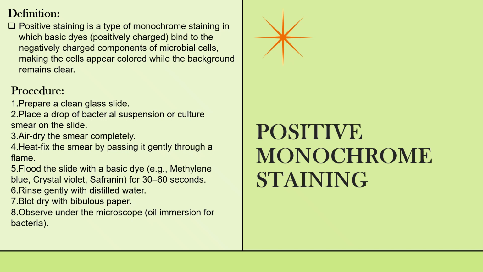Procedure of positive monochrome staining. Take a clean glass slide, add a drop of bacterial culture onto it, then air dry the smear and heat fix it. Then flood the slide with a basic dye, for example crystal violet, safranin, or methylene blue, for 30 to 60 seconds. Then gently wash with distilled water, blow dry it, and observe it under the microscope.